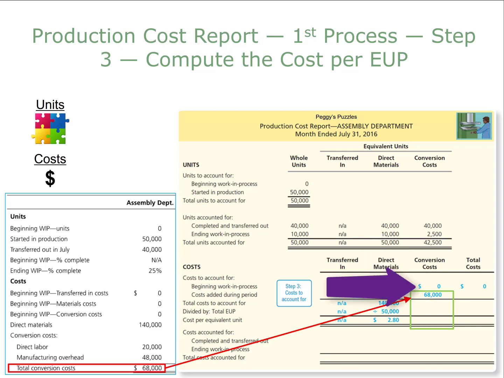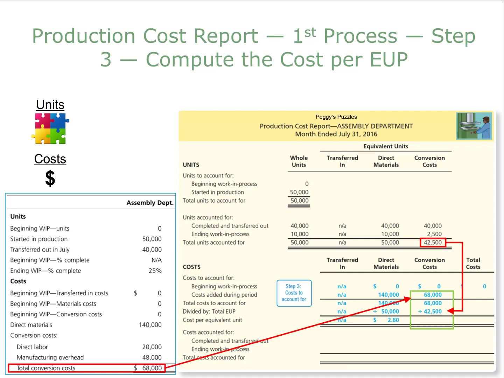Then we add the 0 for the beginning work in process costs to the $68,000 of conversion costs, and we get $68,000 of costs to account for. Next, we divide by total equivalent units of production, which we get from up above in the units section of the report. The next step is to simply do the math.